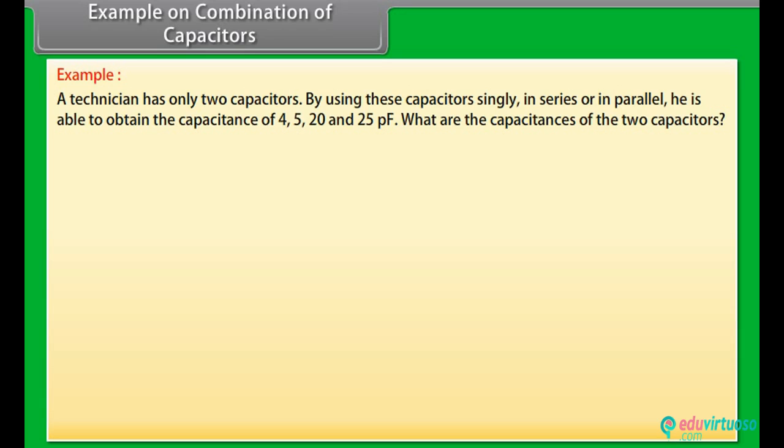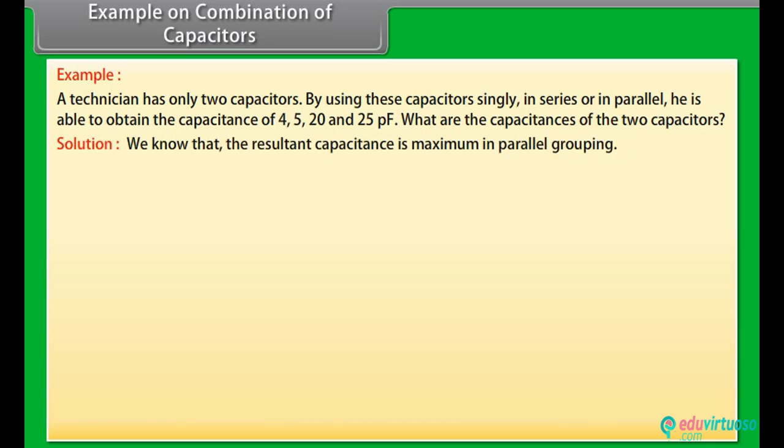What are the capacitances of the two capacitors? Let's see the solution. We know that the resultant capacitance is maximum in parallel grouping. Cp is equal to C1 plus C2, or Cp is equal to 25 picofarad.